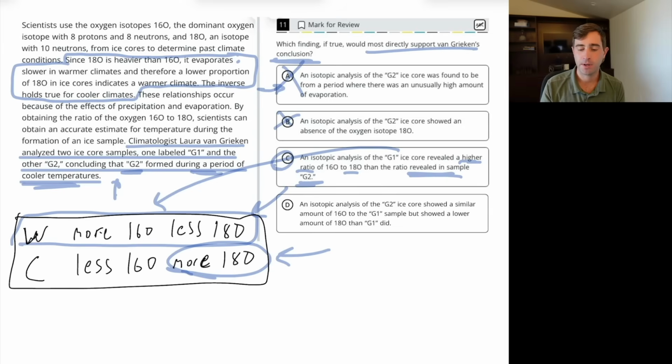D, an isotopic analysis of the G2 ice core showed a similar amount of 16O to the G1 sample, but showed a lower amount of the 18O than G1 did. Well, that once again is going to be opposite.